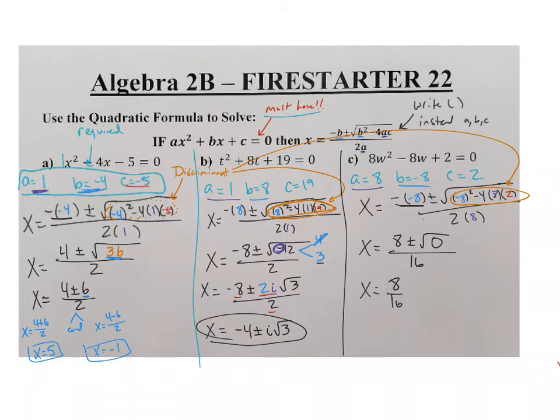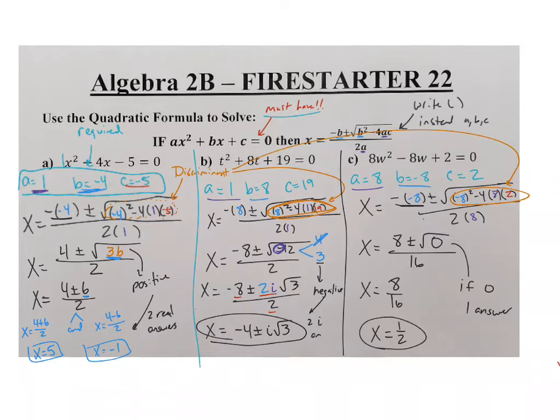This is the one time plus or minus isn't going to matter. See, notice no plus or minus. 8 over 16 can be simplified to 1/2. So the only time you'll have one answer is if the discriminant is 0. Look, if that's positive, we're going to talk a little more about this next week, 2 real answers. And look, if negative, we're going to have 2 imaginary answers.